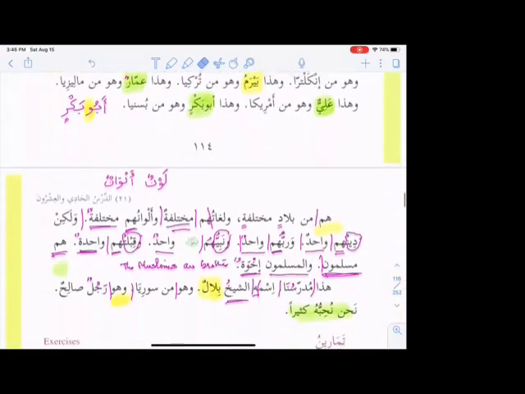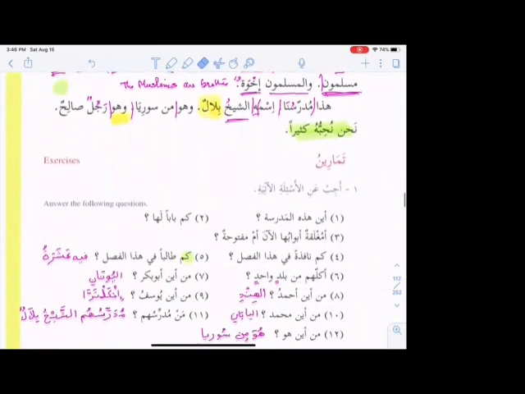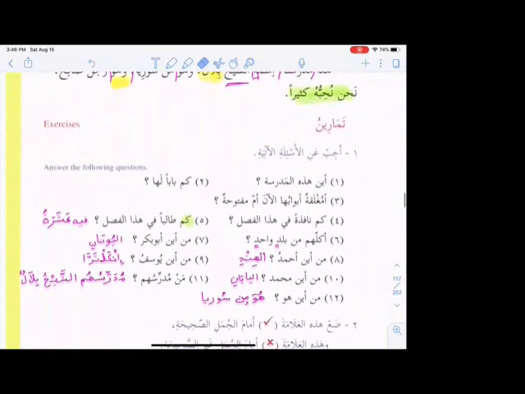It is near. So you write, see this, Aina hadhihi al-madrasa, where is the school? It is near the masjid. Kam baban laha? I think we can remember laha arba'atu abwabin. Arba'atu abwabin.